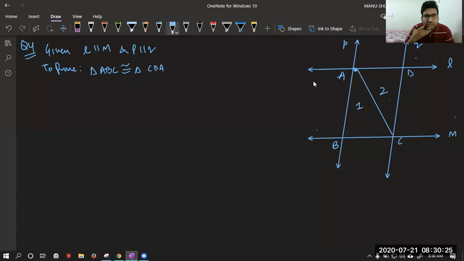Sir, can we do by? Yes, beta Khushi, you can take alternate interior angle, no issue. Okay, Moksh, you can see. Beta, you can see and you have to write. It is a different thing.